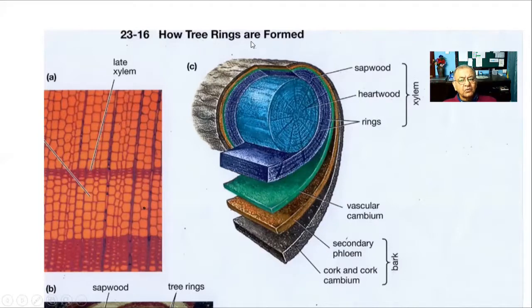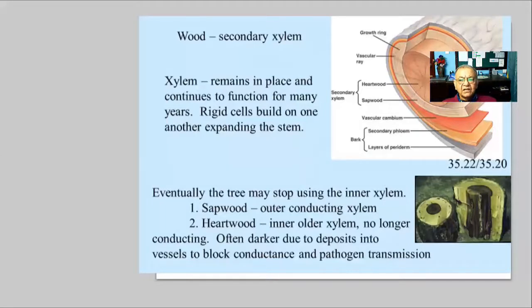This is what he's saying, how tree rings are formed because of these differences between the early wood and the late wood. So this shows how secondary growth takes place. The secondary xylem is retained, and year after year you have the accumulation of this secondary xylem toward the inside, and you have formation of these rings. So xylem remains in place and continues to function for many years, and this results in an increase in the diameter of the stem.